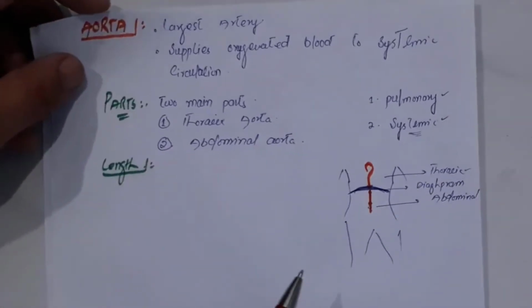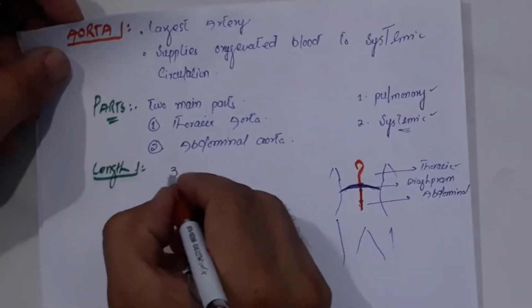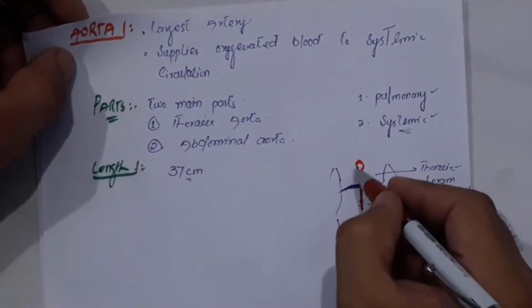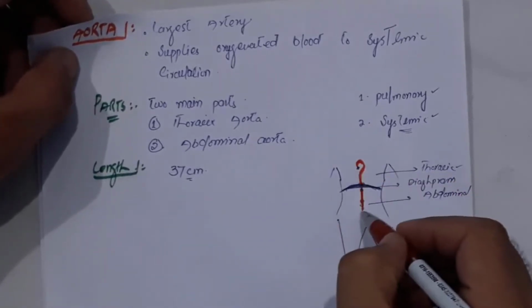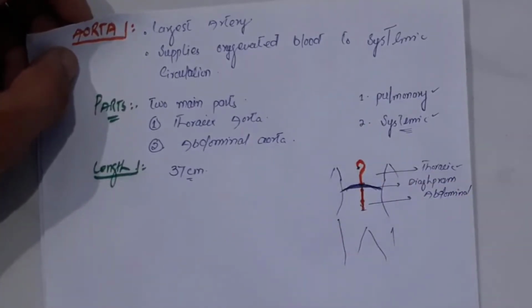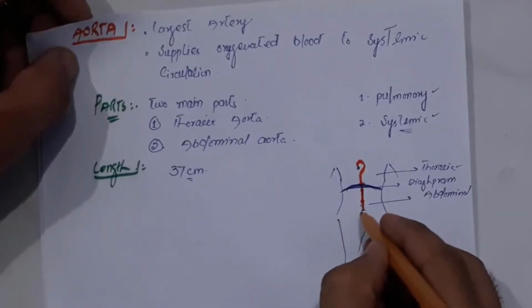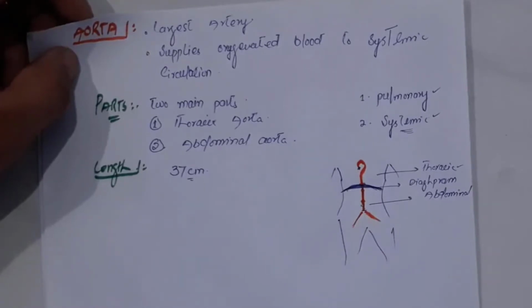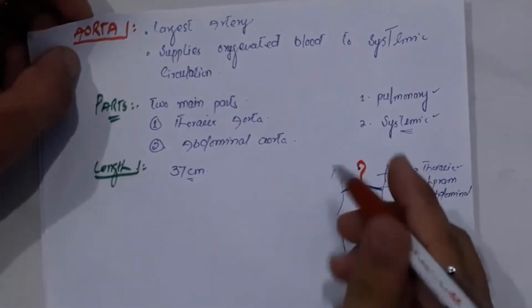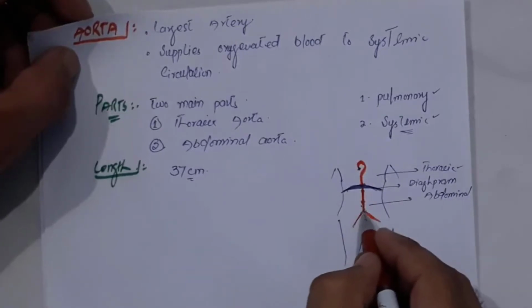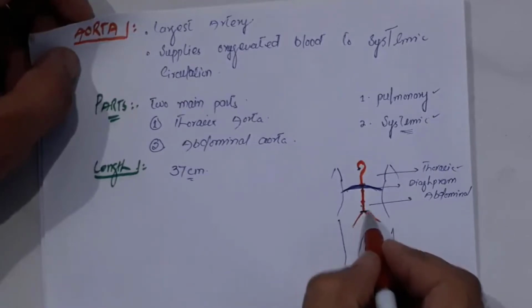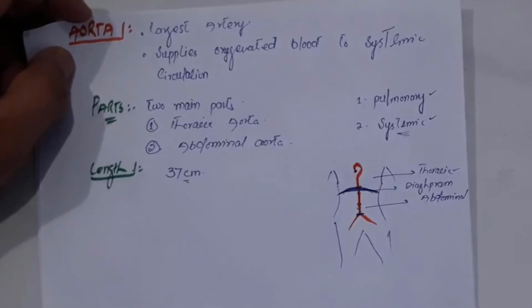So friends, the length of the aorta is about 37 centimeters. This is its length from the point of origin, from the root of the aorta, up to where it bifurcates into the right and left common iliac arteries. So from the point of origin up to the bifurcation point, the total length is about 37 centimeters.